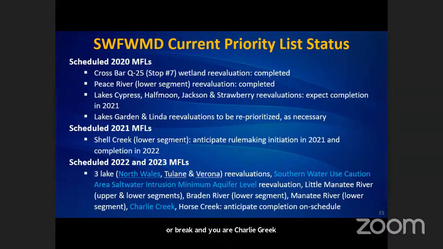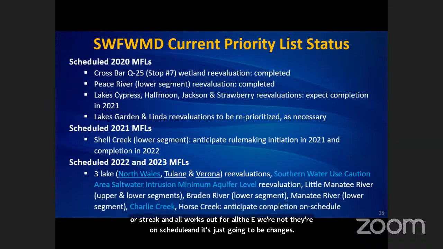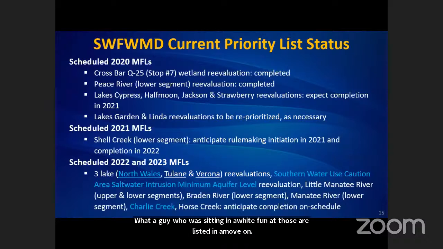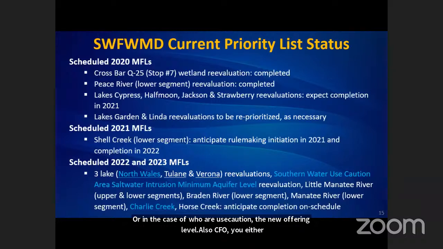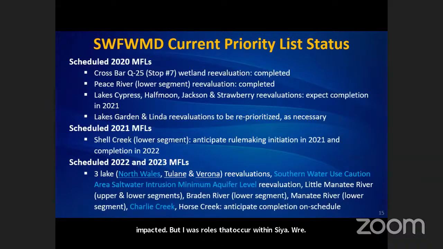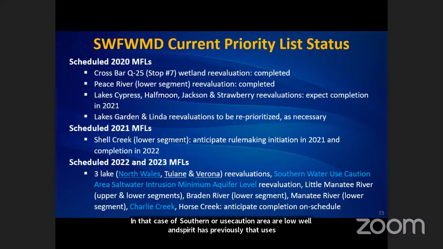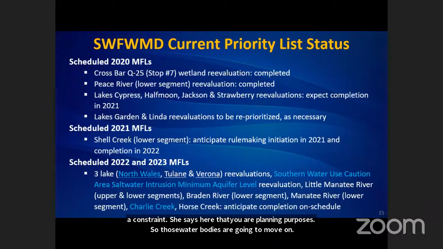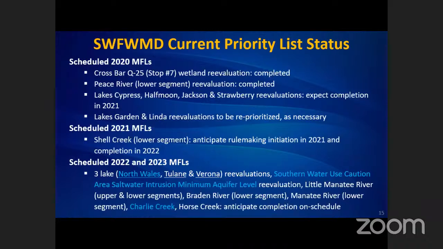I want to take a minute here to talk a little bit about the coding that I've used on my slides. The water bodies are listed in a white font, but those that are listed in a blue font are water bodies that fall within the Central Florida Water Initiative area, or in the case of the Southern Water Use Caution minimum aquifer level, fall outside of the CFWI area, but are impacted by withdrawals that occur within the CFWI area. And in that case of the Southern Water Use Caution area minimum aquifer level, that minimum level, which is being reevaluated, has previously been used as a constraint for CFWI planning purposes. So those water bodies identified in blue font are pertinent or germane to this discussion of the Central Florida Water Initiative priority water bodies.